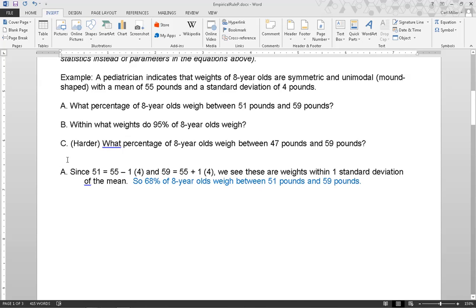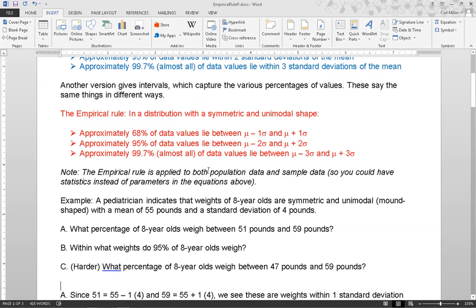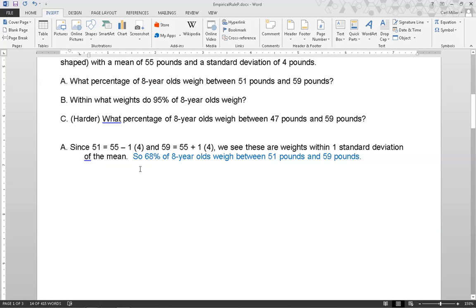For A, since 51 is equal to 55 minus 1 times 4, and 59 equals 55 plus 1 times 4, we see these weights are within one standard deviation of the mean. So 68% of 8-year-olds weigh between 51 pounds and 59 pounds.